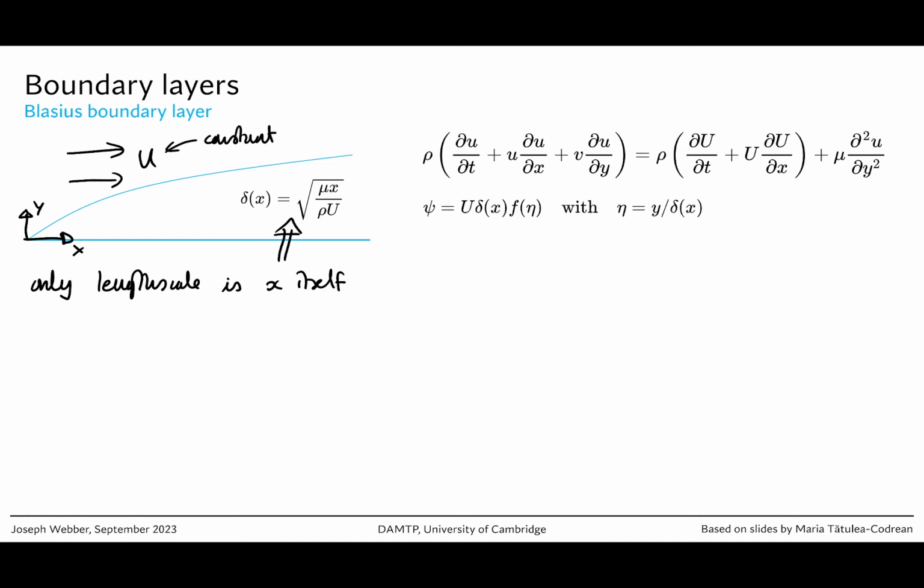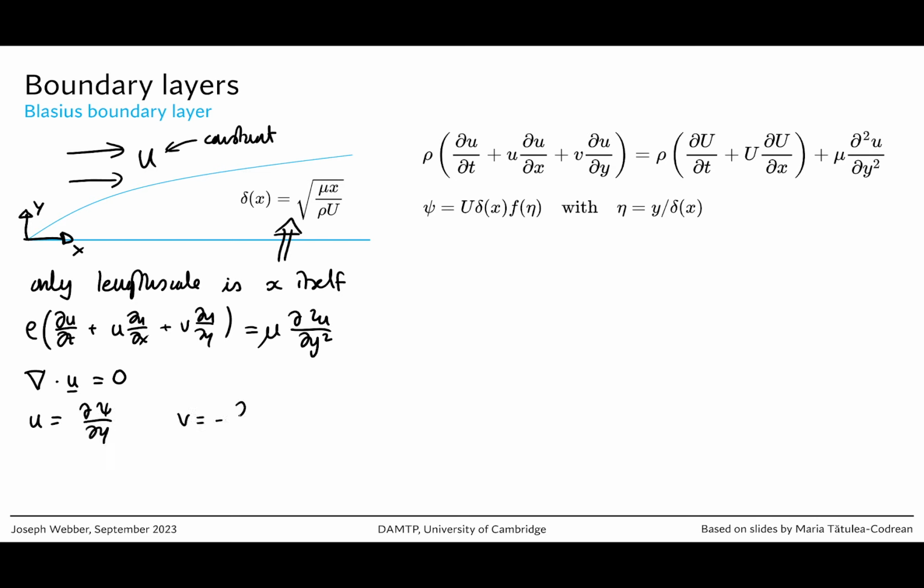Now what happens to our governing equation? Well, we still have rho times du/dt plus u du/dx plus v du/dy, but this term here is 0 because we just have an outside flow U that's constant, and this term here is 0 because dU/dx is 0. So we're just left with equals mu d²u/dy². We also have that div u is 0. So that means that we can write u is equal to dpsi/dy and v is equal to minus dpsi/dx for a stream function psi.